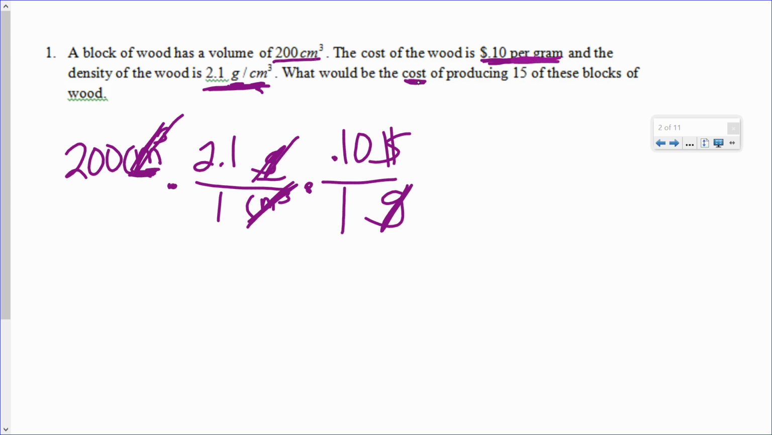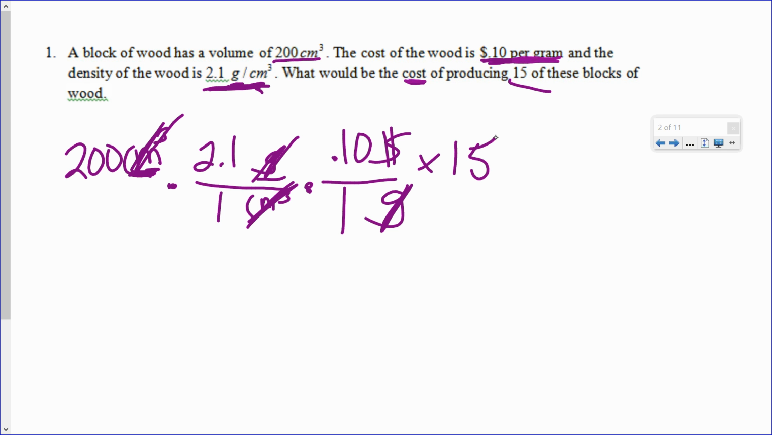Now, final step, I'm done with my unit analysis, but if there's any type of percent or quantity, I'm going to multiply by the percent or quantity. I want 15 of these blocks, so I'm going to now multiply by 15.